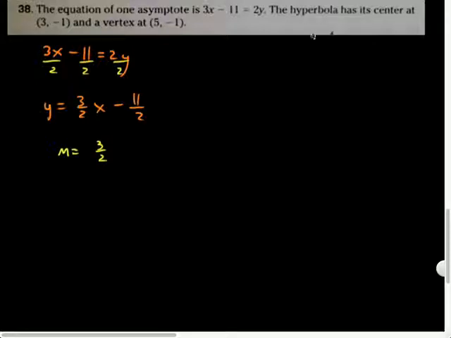Let's see. Hyperbola has a center at (3, -1), so that's good to know. Hey, they just gave us some really good information there. And a vertex. Oh, what? No way. They gave us a vertex too at (5, -1). So, looking at those 2 points, what information are you able to gather from it?